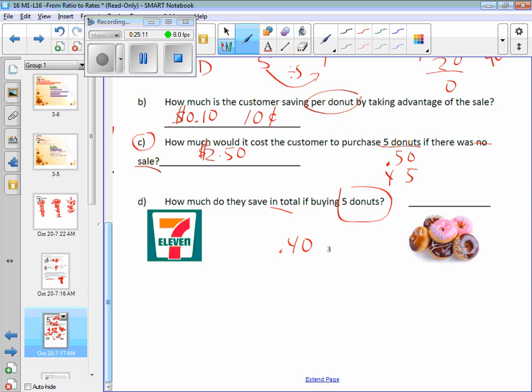Okay, one more time. Each donut on sale is 40 cents per donut. Okay, gotcha, so there are 5 donuts. If you multiply 10 times 5, because you're saving 10 cents times the 5 donuts, you get 50 cents. So what you did was take this 10 cents, multiply it by 5 donuts, and you got 50 cents. Okay.